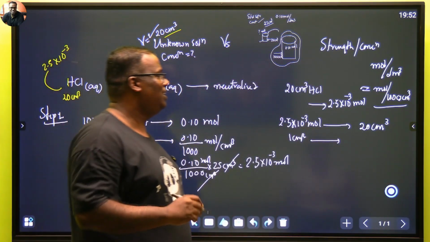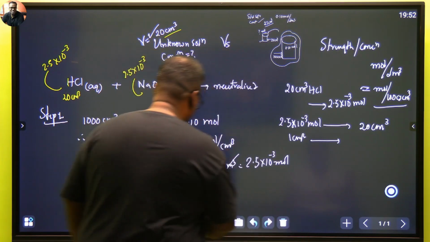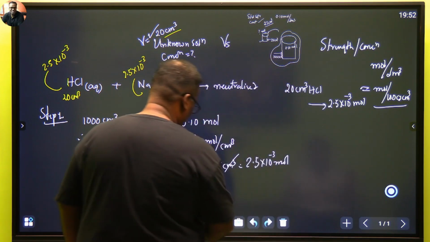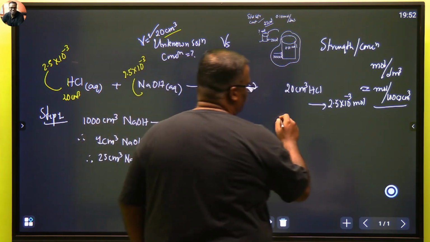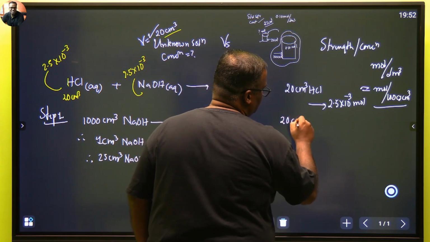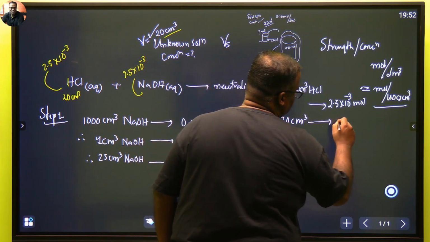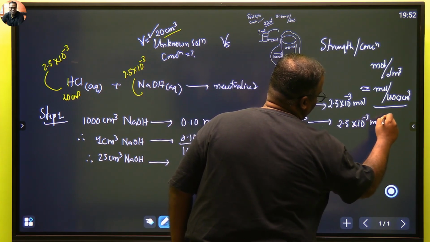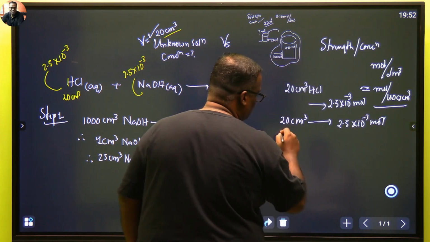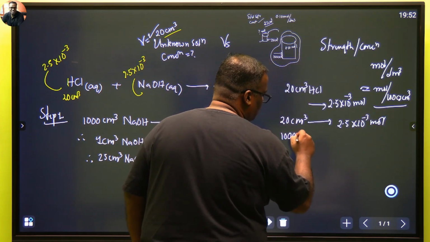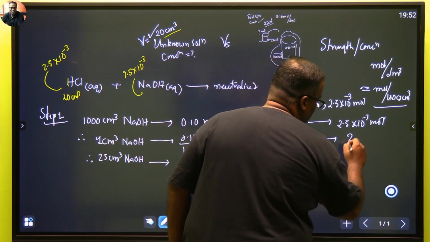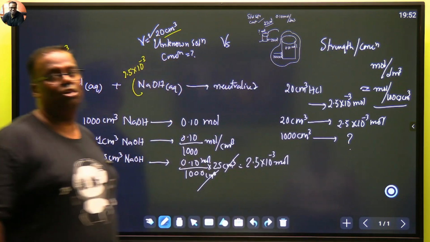See, basically, what you need to find out here is very simple. We have 20 centimeter cube contains 2.5 into 10 to the power minus 3 mole. Can you do this? If you cannot, tell me. Don't get ashamed or shy or anything. All I need to understand is 1000 centimeter cube contains how much?